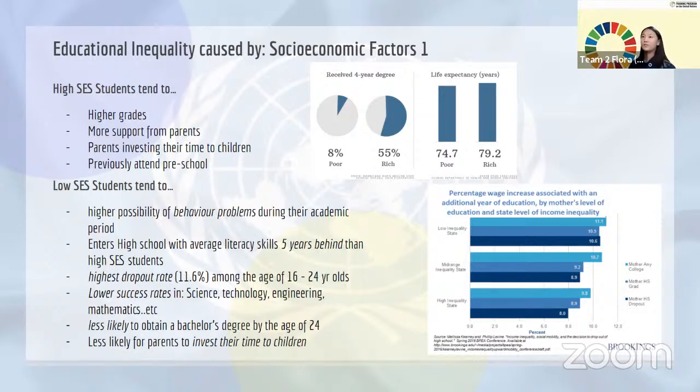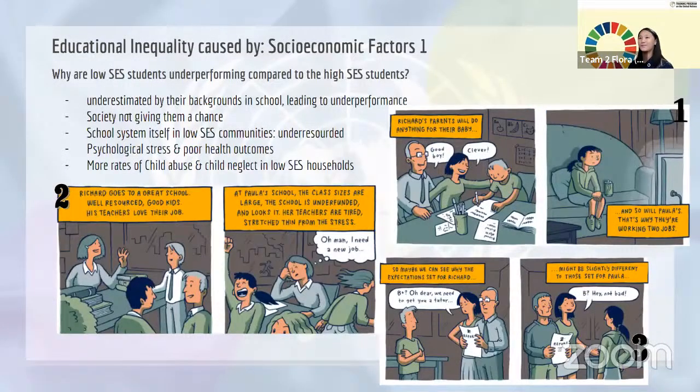On the other hand, students with low SES generally experience behavioral problems during their academic studies, and also they attend high school with literacy skills that are 5 years behind students with high SES. They also have the highest dropout rate of 11.6% among students aged 16 to 24, according to statistics. They also show poor performance in STEM education and other subjects, reducing the chances of getting a bachelor's degree at the age of 24. Why are they so underperforming in certain fields or during their school lives?